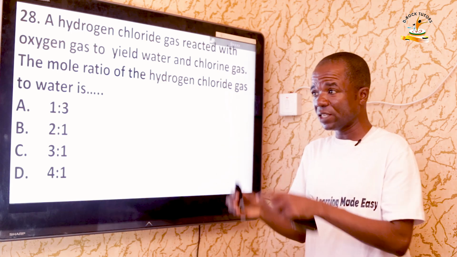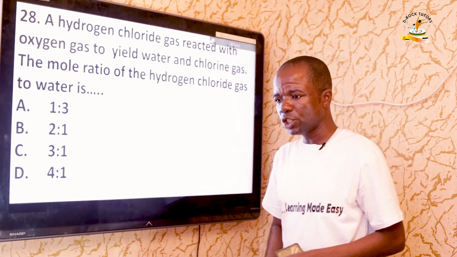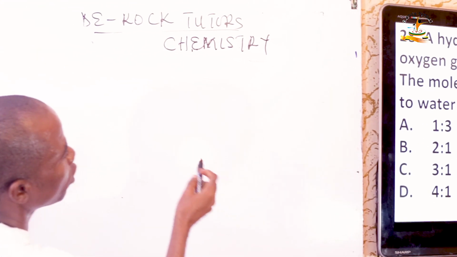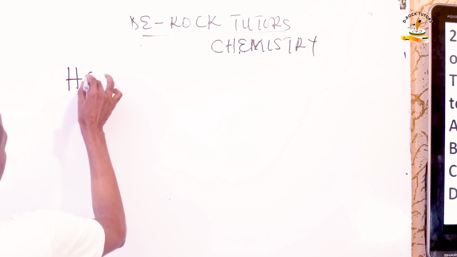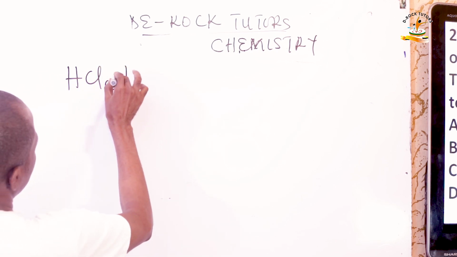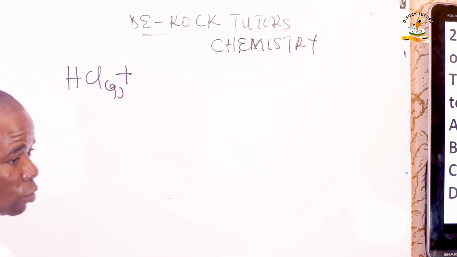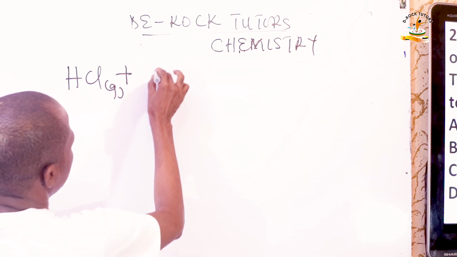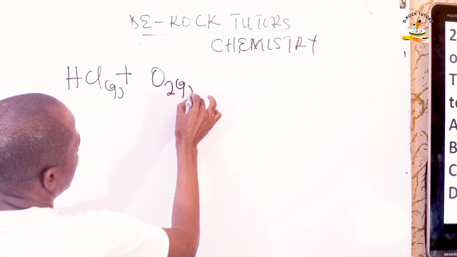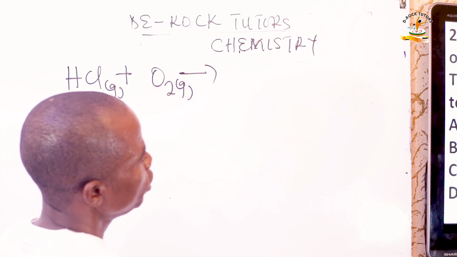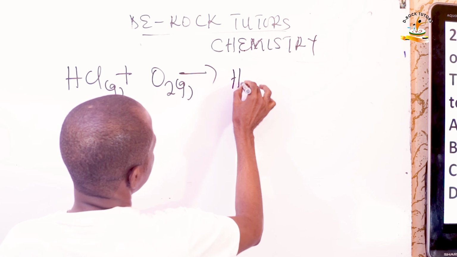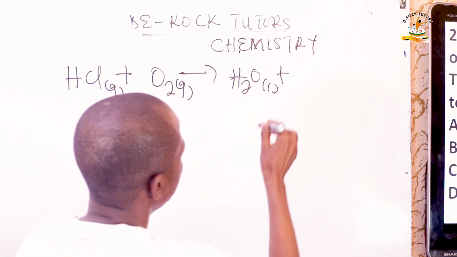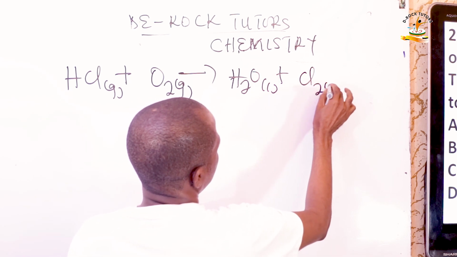Let's take a look at the board. Let's write a balanced equation for this reaction and see what the correct answer will be. Hydrogen chloride gas, that's HCl in gaseous form, is different from hydrochloric acid, which should be in aqueous form. Reacted with oxygen gas, to yield water, that's water in liquid form, and chlorine gas, that's Cl2 in gaseous form.